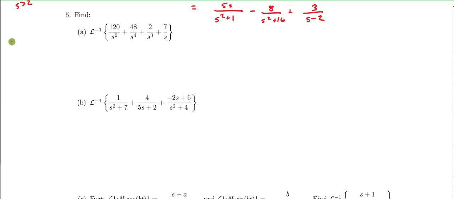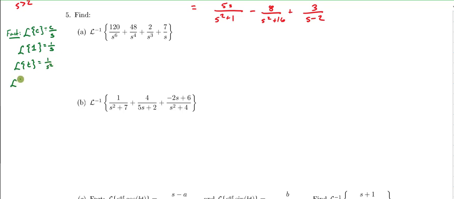Let's remind ourselves of a couple of facts. The first fact, and these would be obtained from a table, is that the Laplace transform of just a constant is that constant over s. Okay. More specifically, the Laplace transform of 1, and we derived this in class, is 1 over s. Then we showed that the Laplace transform of t was 1 over s squared.